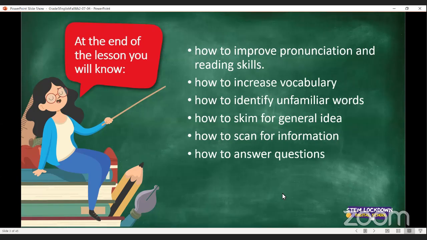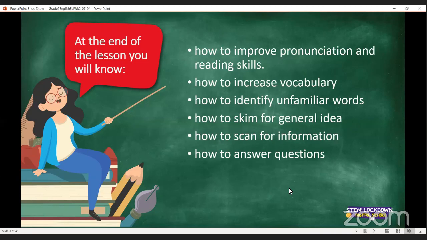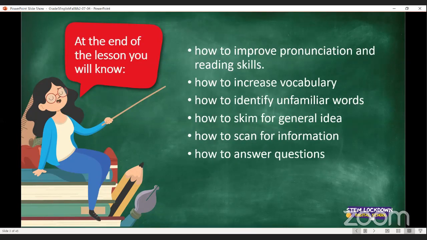So at the end of this lesson, you should know how to improve your pronunciation skills, how to increase your vocabulary, how to identify unfamiliar words, how to skim for a general idea, how to scan for information, and how to answer questions.